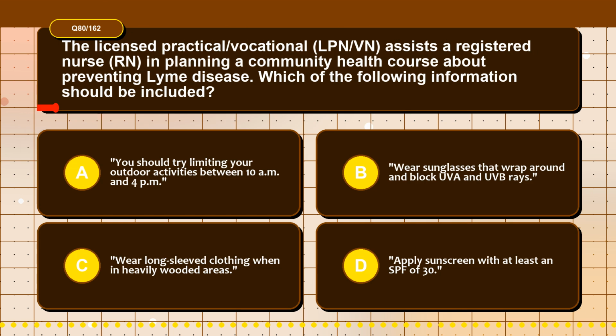Question 80. The licensed practical/vocational nurse LPN/VN assists a registered nurse RN in planning a community health course about preventing Lyme disease. Which of the following information should be included? Here are the options. Option A. You should try limiting your outdoor activities between 10 a.m. and 4 p.m. Option B. Wear sunglasses that wrap around and block UVA and UVB rays. Option C. Wear long-sleeved clothing when in heavily wooded areas. Option D. Apply sunscreen with at least an SPF of 30.